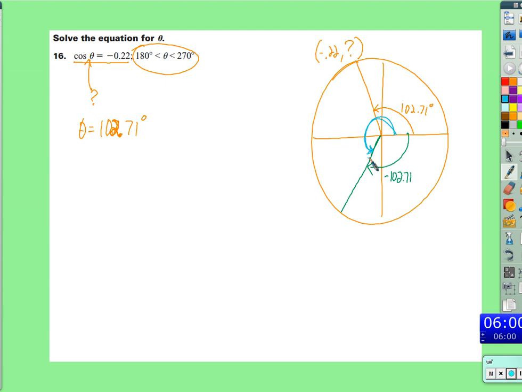Cosine is the x. As you go around the unit circle, cosine is x, sine is y. And y is this point right here. Since you did your best to draw it as a mirror image, it has the same x value, the same cosine this angle does. 0.22 cosine. And the sine would just be the opposite of the one up there.